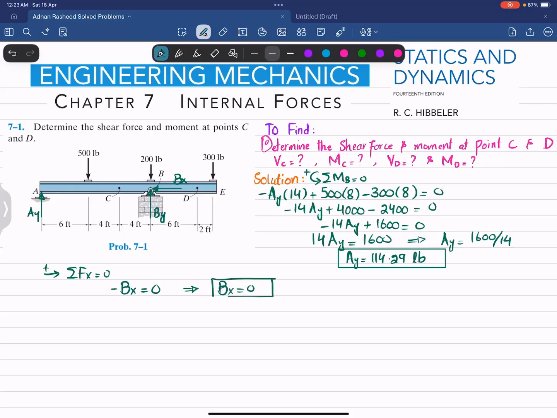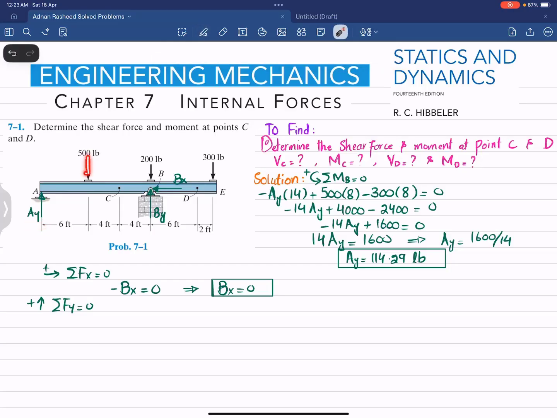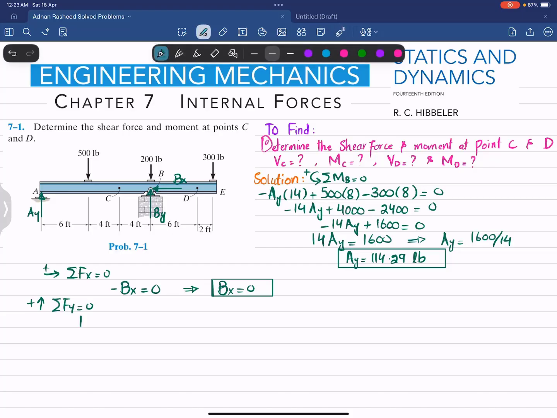Okay. Now we'll find the third one, By, by using the third equation of equilibrium, and that is sum of all forces along y direction must be equal to 0, and upward force is taken as positive. So one upward force is Ay, which is positive, minus 500 minus 200 plus By minus 300 will give you the sum of all forces along y direction equal to 0. So I will write Ay is 114.29 minus 500 minus 200 plus this By, which is upward, minus 300 is equal to 0. So from here this By will be equal to minus 114.29 plus 500 plus 200 plus 300.